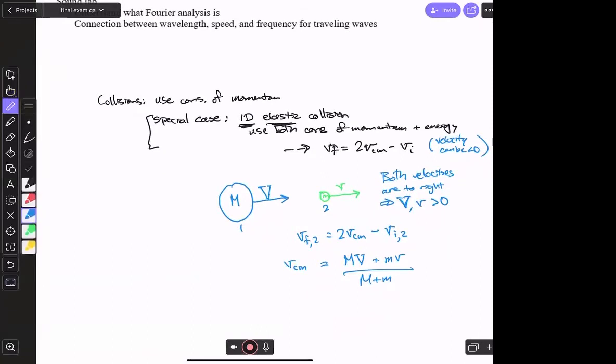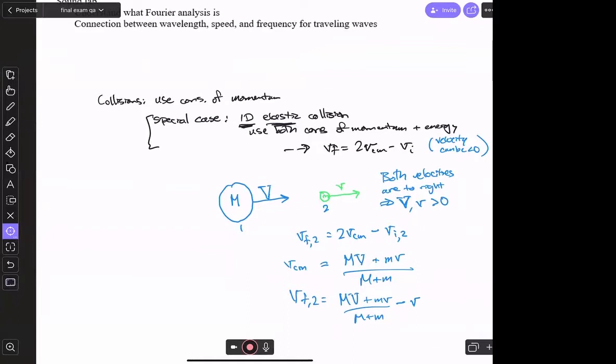Then plugging this equation for the velocity of the center of mass in here, we would get that the final velocity of object 2 is big M, big V, plus little m, little v over big M plus little m, minus little v, because the initial velocity of object 2 is positive little v, and there's a minus sign here. We could simplify that further, but I'm not going to spend the time right now. Questions?